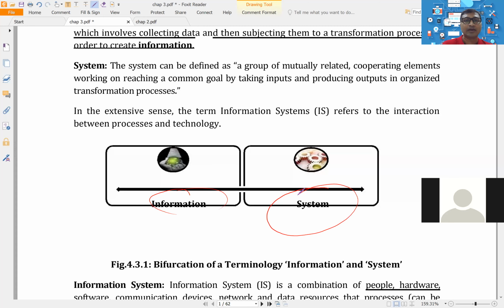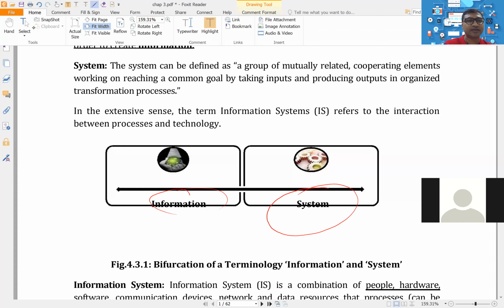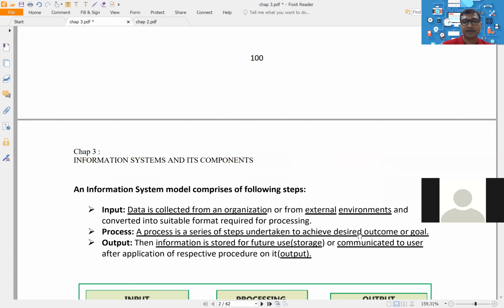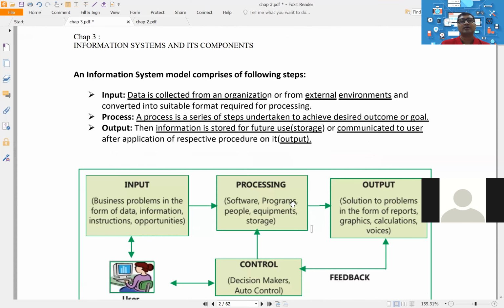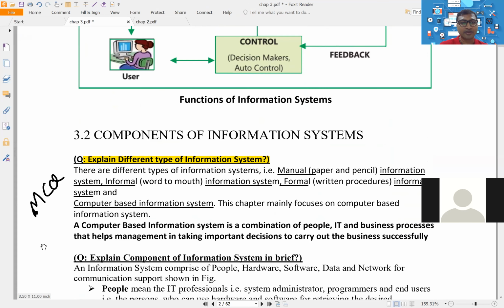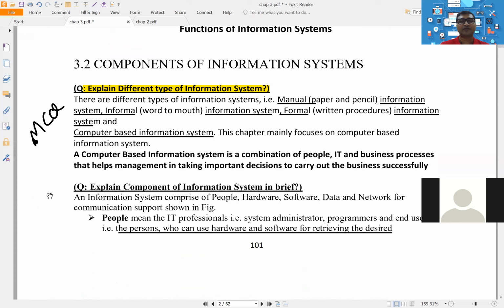Okay. Now, after this, we started the next concept, basic definitions. The information system model comprises the following steps: input, process, and output. That was a basic step. But I told you that in between there are always small MCQs. Look here: explain different types of information system. There are four types of information system: manual, which is paper and pencil, remember, formal, informal, and computer-based information system.